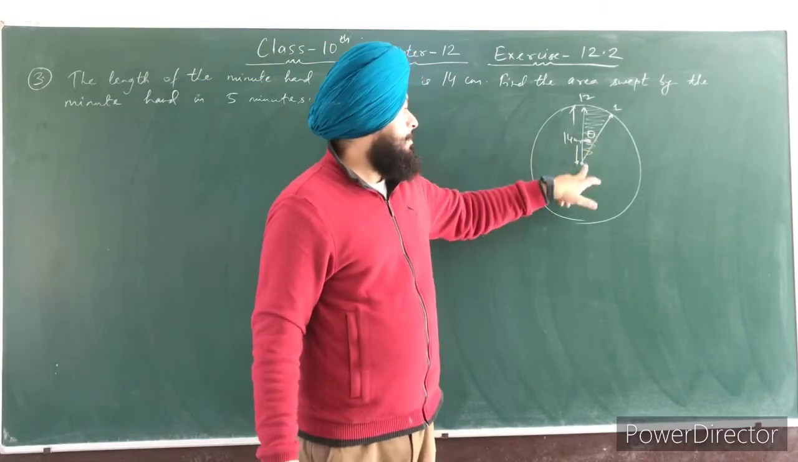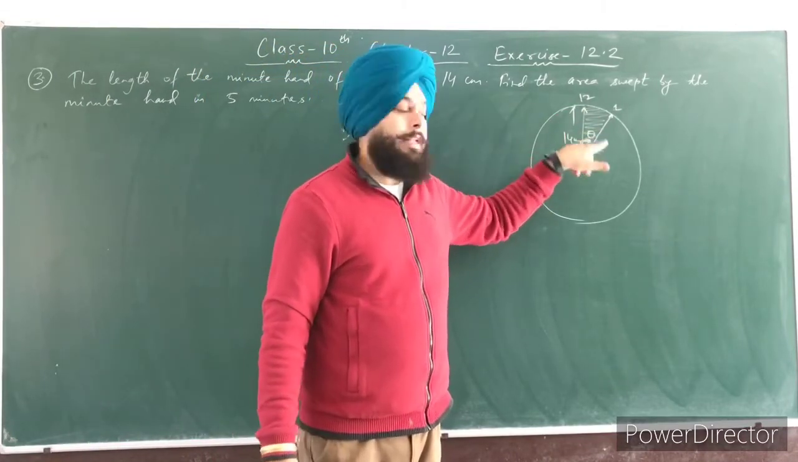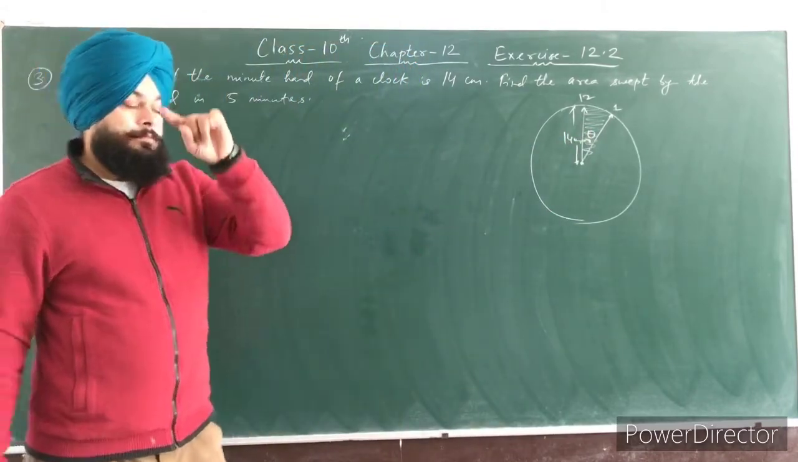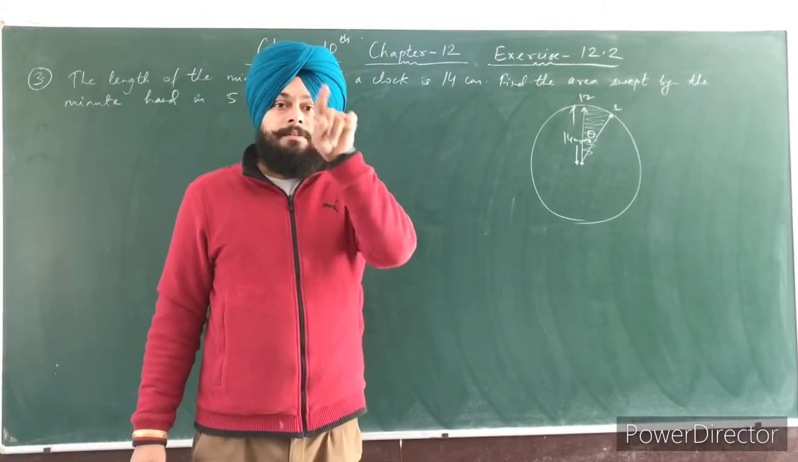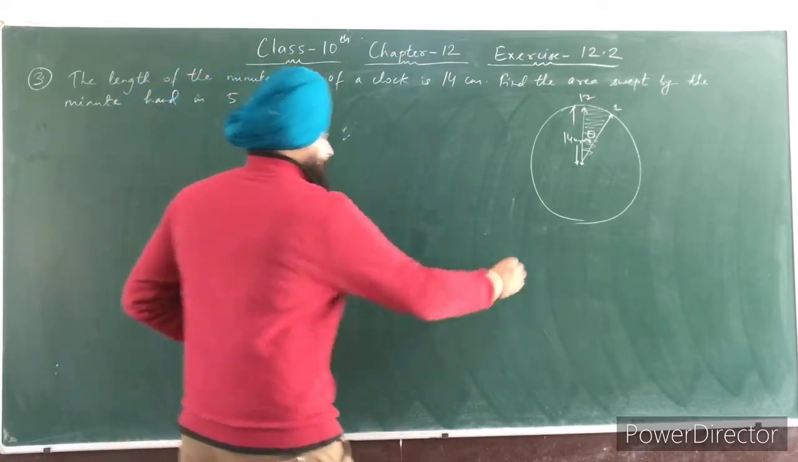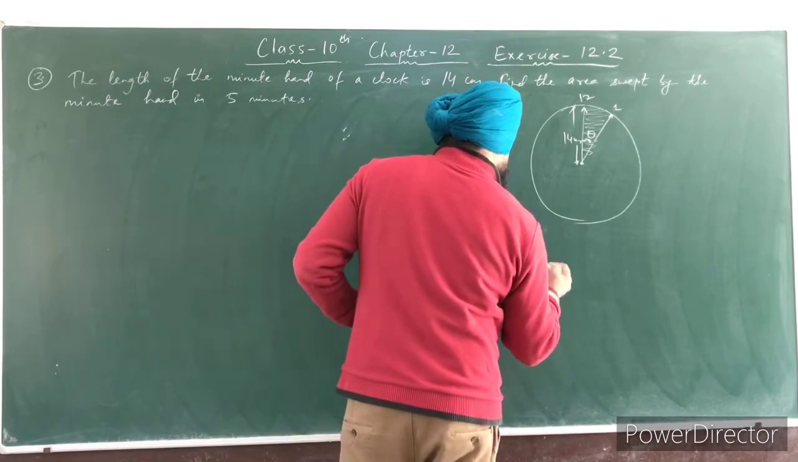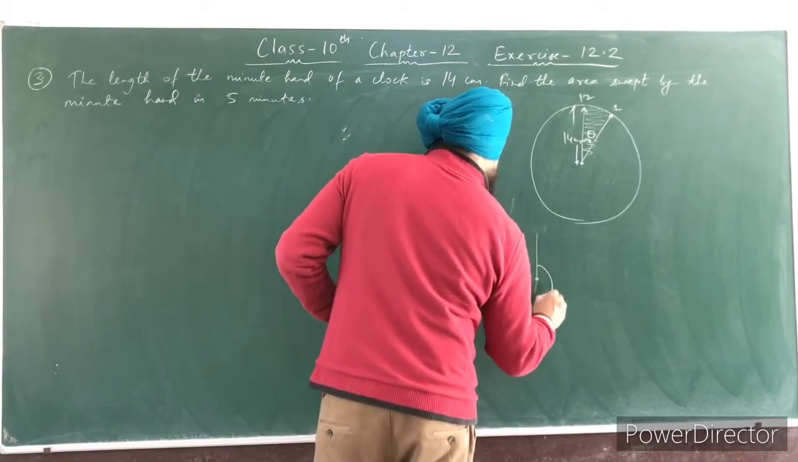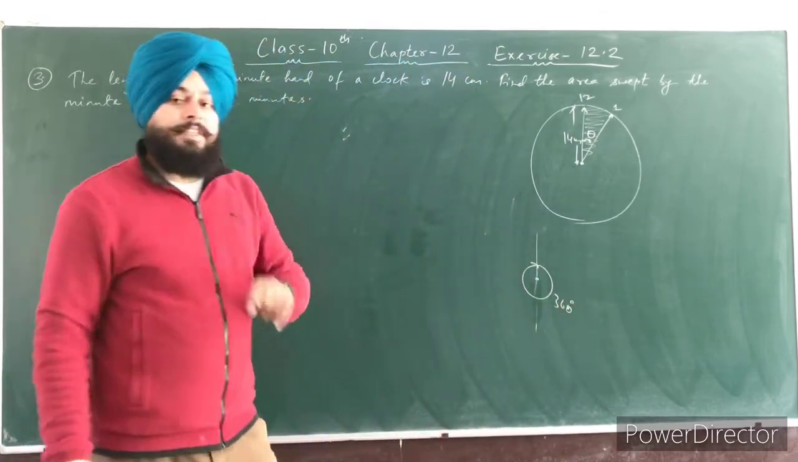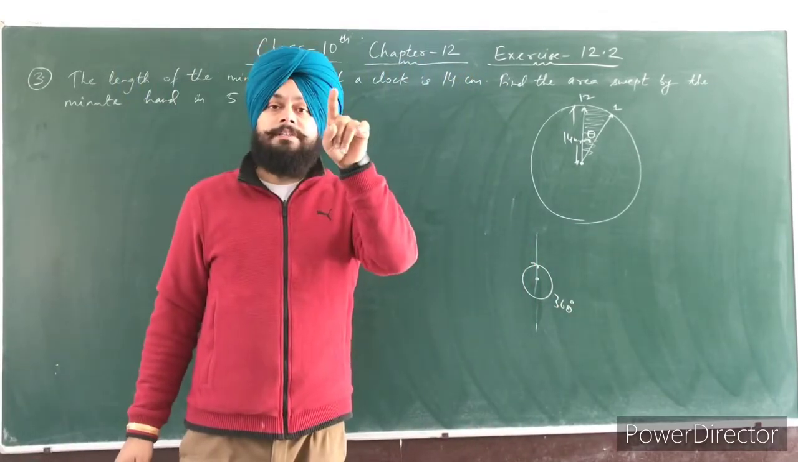This one, because radius is given, 14 centimeter already. We will find theta. So we know that in 60 minutes there are total how many degrees? 360 degrees. In 60 minutes there are total 360 degrees.